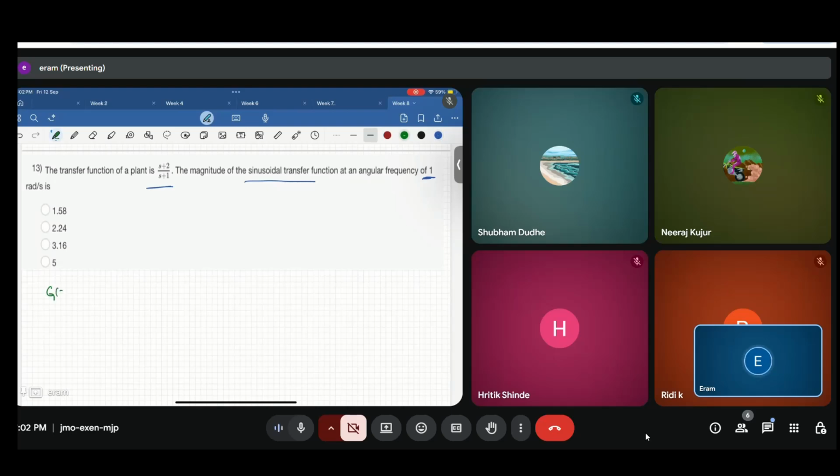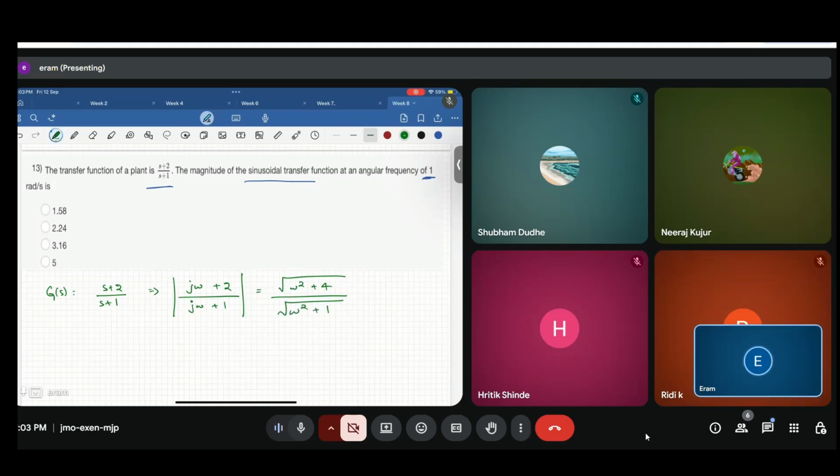We are given the transfer function as (s plus 2) divided by (s plus 1). In the frequency domain, we can put s equals j omega, so it becomes (j omega plus 2) over (j omega plus 1), and then you have to calculate its magnitude. So what is the magnitude of the numerator? It will be nothing but root of omega square plus 4, and for the denominator we have root of omega square plus 1.